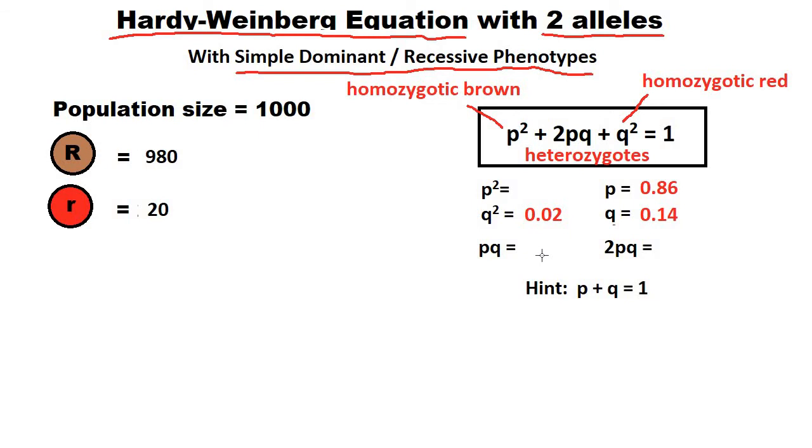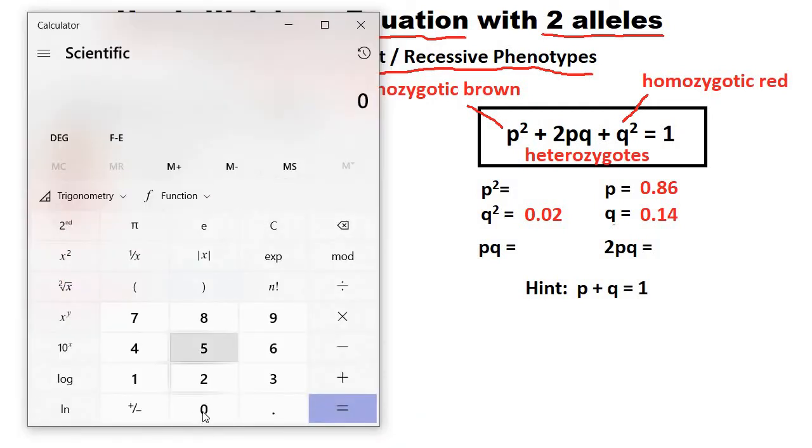All we have to do is take 0.86 times 0.14, and because both of those numbers are less than 1, you know that the answer is going to be smaller than either of them. So 0.86 times 0.14 equals 0.1204.